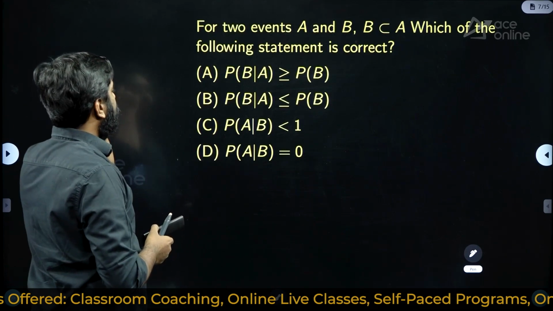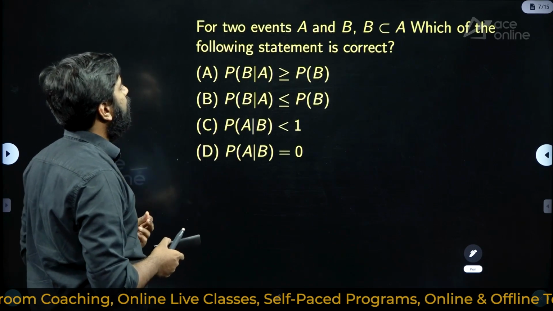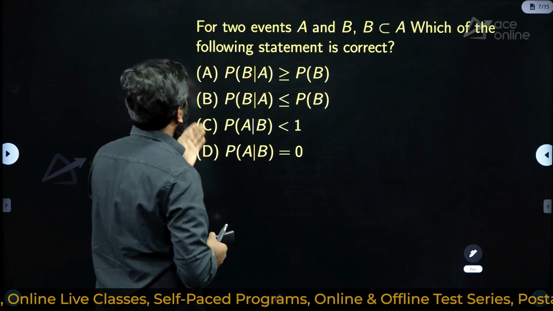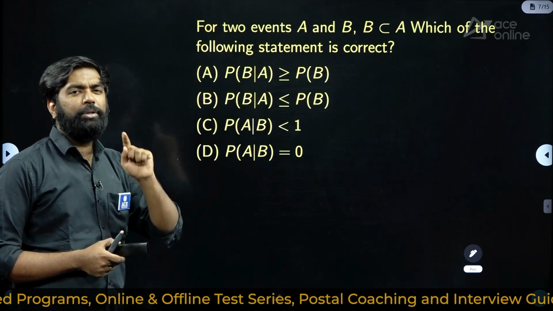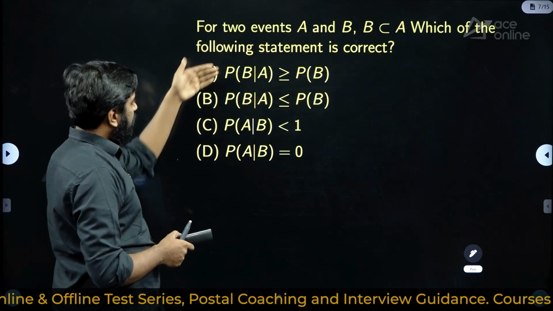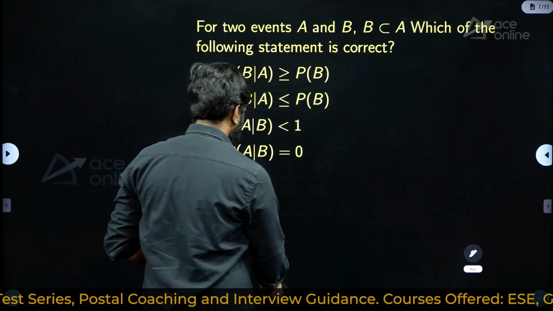So let's look at this. For two events A and B, where B is a subset of A, which of the following statements is correct? It's an MCQ, students, multiple choice, not MSQ. They gave various options. So let's solve this.